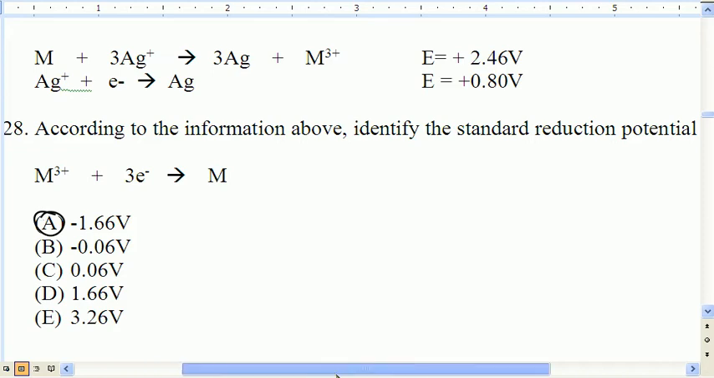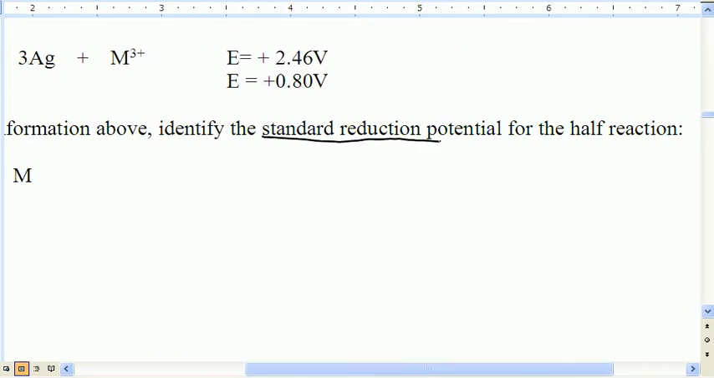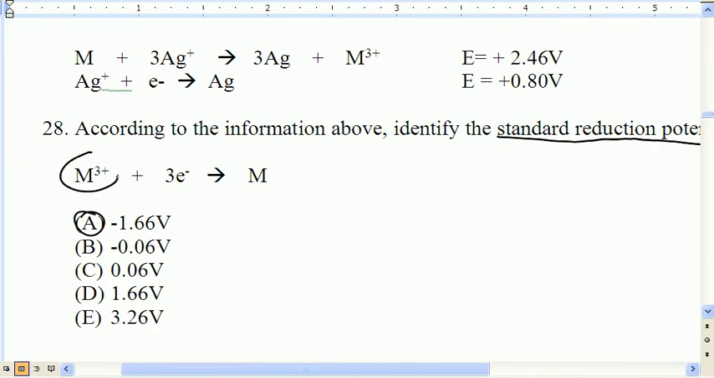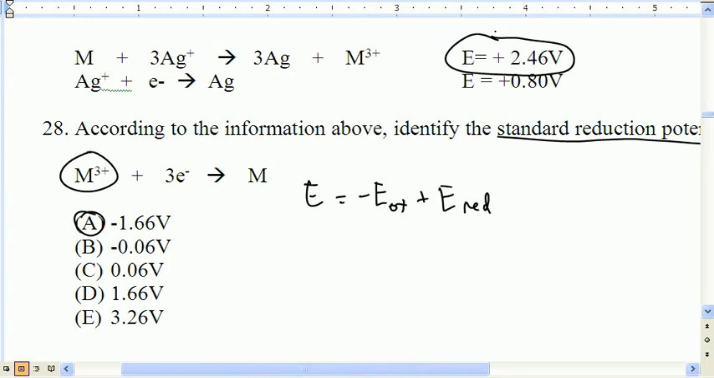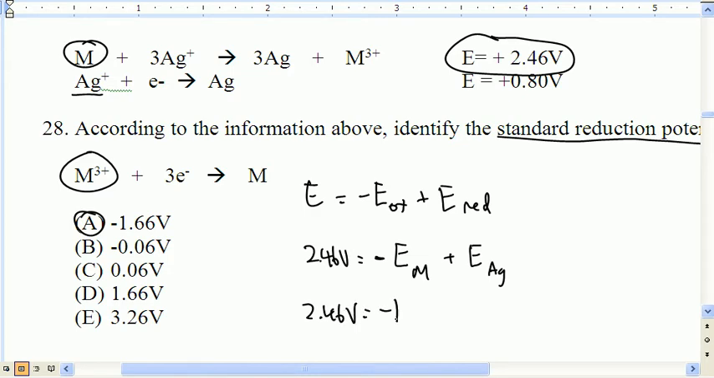Okay, according to the information above, what is the standard reduction potential for the half reaction M? So we're looking for the reduction potential of M, what it would be on the chart. So we know that E equals negative E ox plus E reduced. The total E is 2.46. So 2.46 volts equals negative E, and M is oxidized, plus E, Ag is reduced. Okay, so 2.46 volts equals negative E, M, plus 0.80 volts.